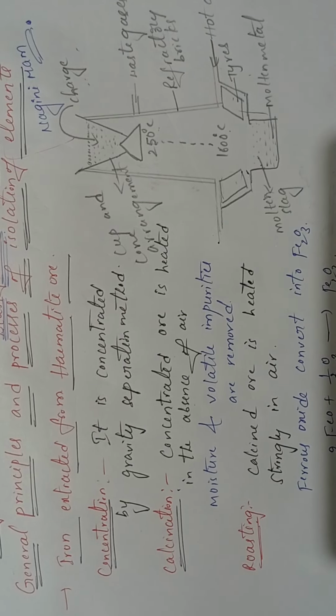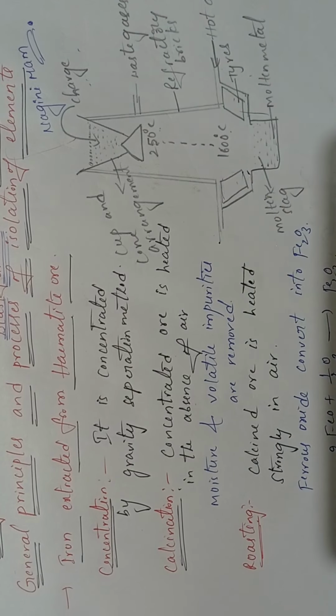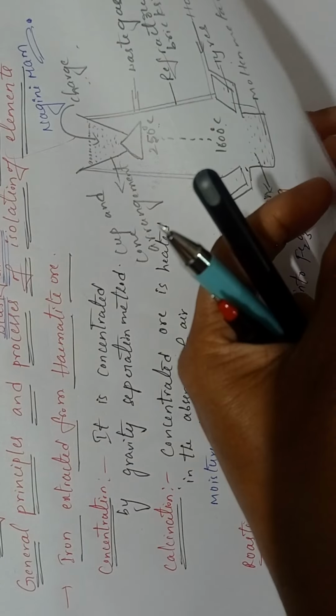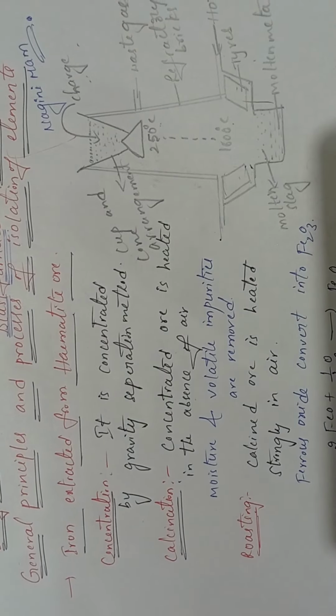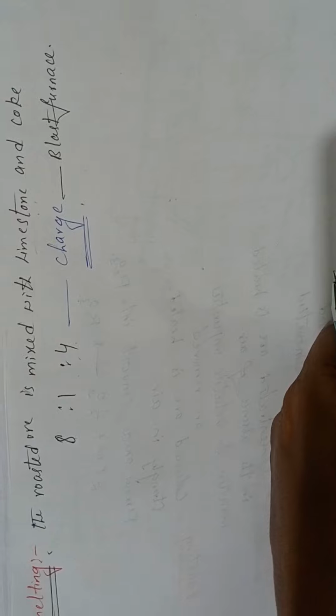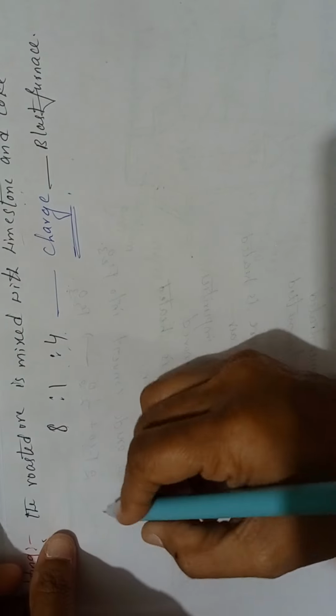Now see, students, I will discuss one zone in the diagram, then you can easily understand. What are we discussing, students? Hot air is passing into the blast furnace through the tuyeres.